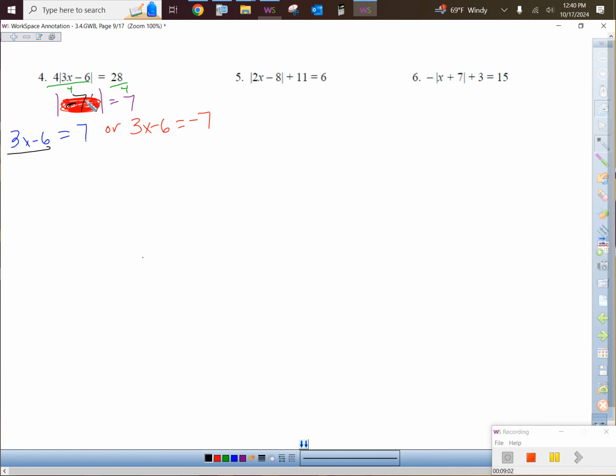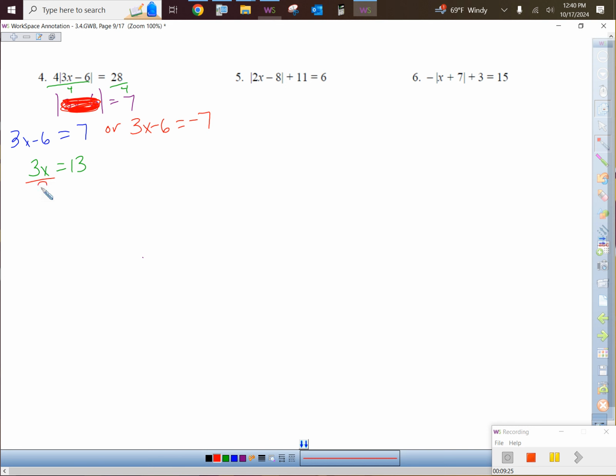Rock on? So, all right. Let's solve for x. And they ain't coming out very nice on this one. That's going to be all right. I don't want decimals. I want fractions. So I'm going to add 6 to both sides. And that ain't going to come out nice, so I'll divide by 3.